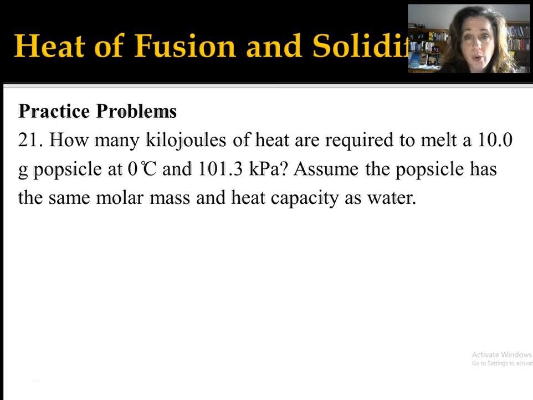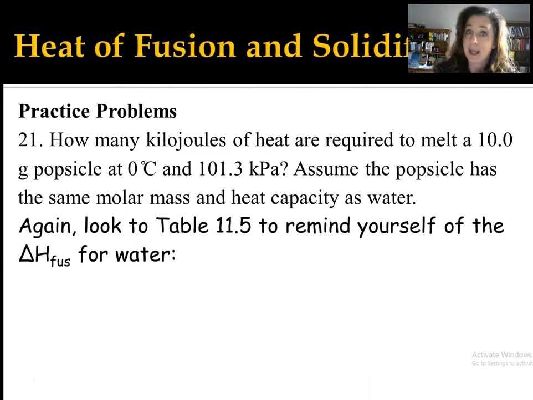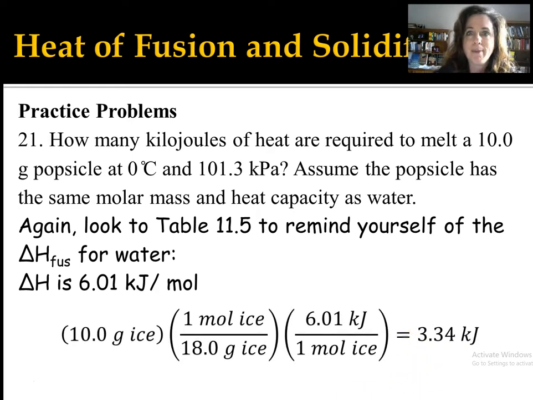Okay. Problem number 21 is similar, but in this case, they're asking me to solve for how many kilojoules of heat. So the question is, how many kilojoules of heat are required to melt a 10-gram popsicle at 0 degrees Celsius and at atmospheric pressure? Assume the popsicle has the same molar mass and heat capacity as water. So the first thing I'm going to do is go to my table again and remind myself of the molar heat of fusion for water. I know from the table that it's 6.01 kilojoules per mole. Then I'm going to insert this in my problem. They're telling me that I have 10.0 grams of ice, and the question is, how much heat do you need to melt that?